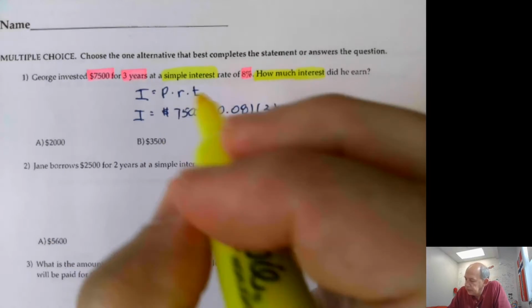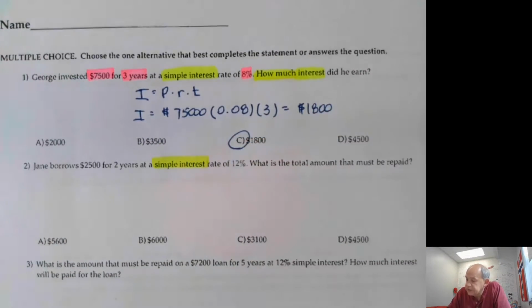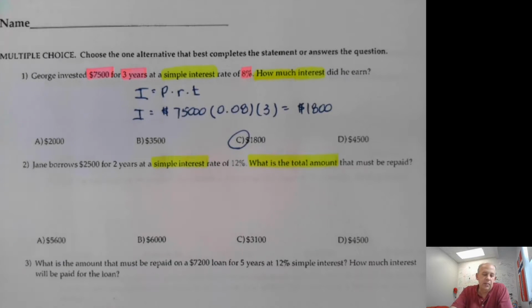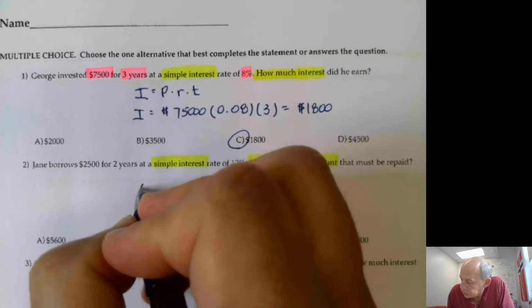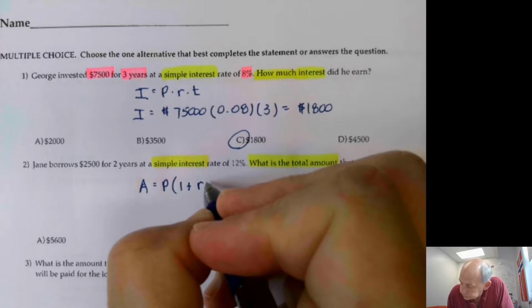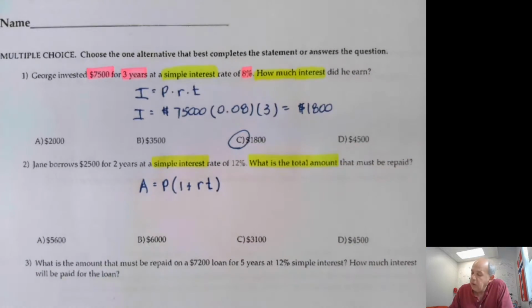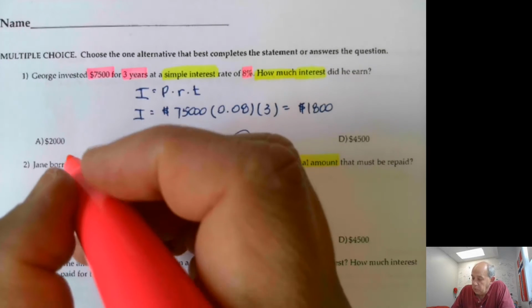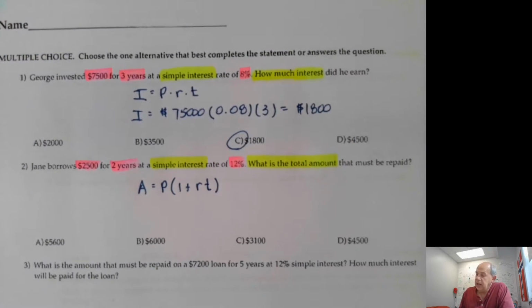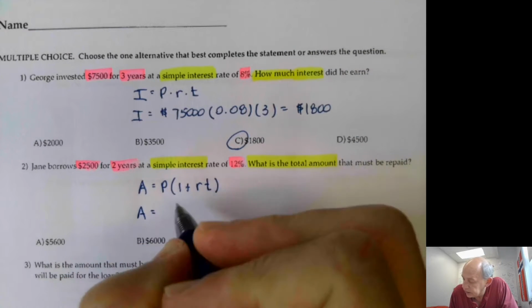Jane has a lot of information here. I see the words simple interest, so that's where I'm going to start. What is the total amount? That's where I'm headed. So I'm going to choose the total amount formula for a simple interest account. Let me mark up my numbers: $2,500, 2 years at 12%. Now it's a matter of plugging these values in.